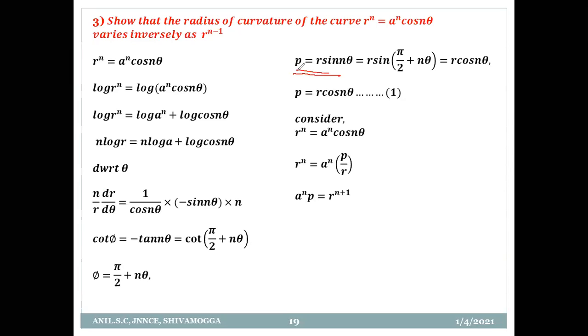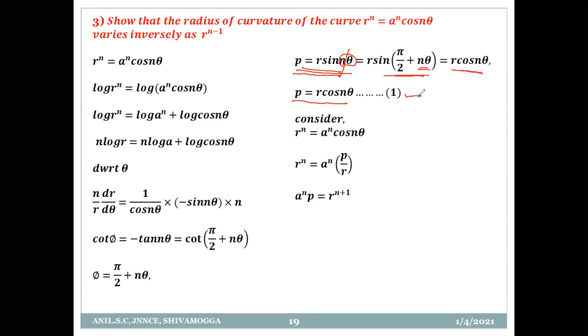Substitute in p is equal to r sin phi, that is r into sin phi, and phi is pi/2 + n theta. Sin of pi/2 is an odd multiple of 90 degrees. Therefore, sin changes into cos, and the angle is n theta, so cos n theta. Pi/2 + n theta lies in the second quadrant, and in the second quadrant sin is positive. Therefore, p is equal to r cos n theta. Let this be equation number 1.